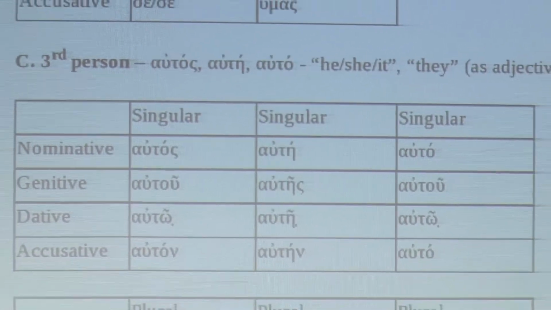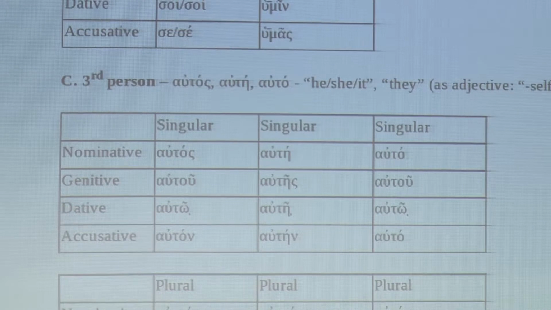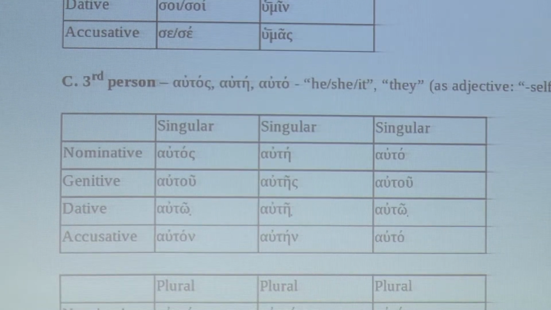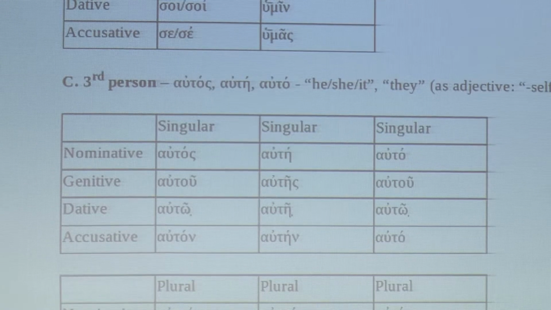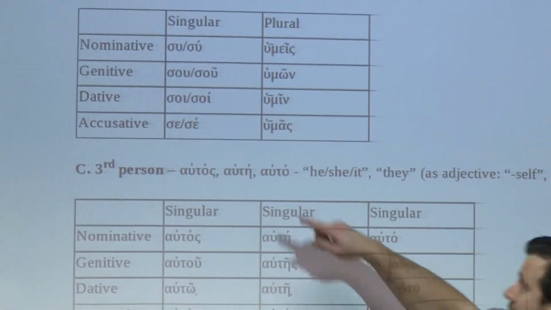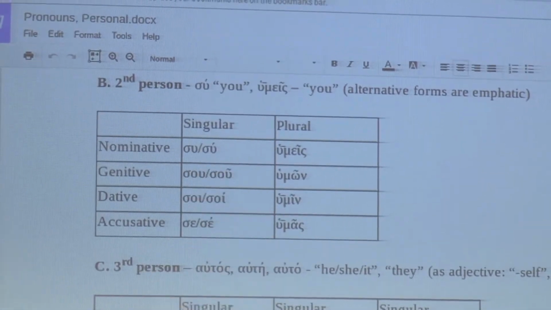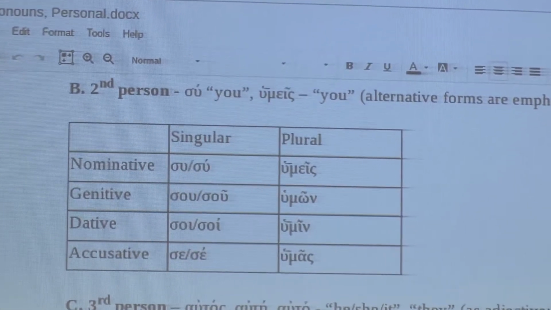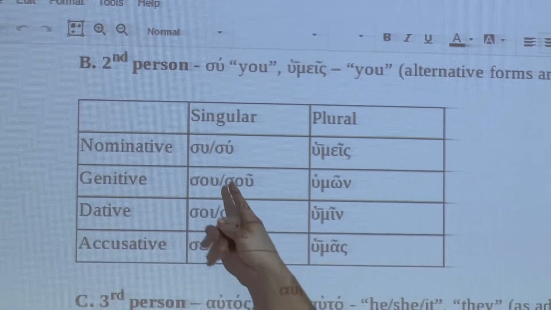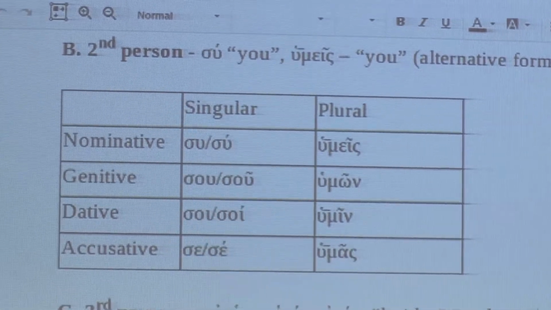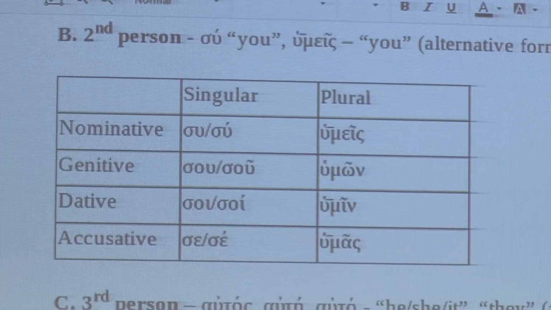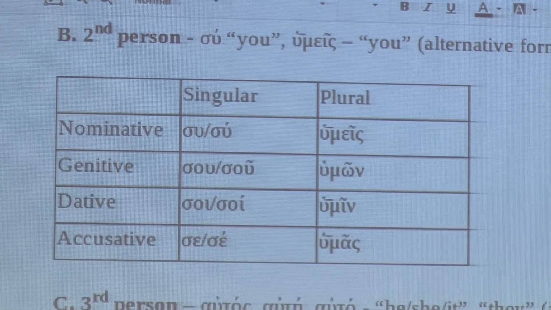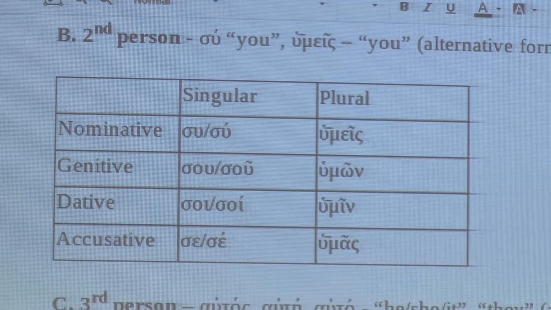Personal pronouns. All right, second person, you. Su, sou, soi, se. Say it. Notice that it's pronounced the same in the nominative and genitive, but it's spelled a little differently. One thing to point out is these accented forms next to it. Those are alternate forms. You use the accented forms when you want to emphasize the pronoun. It's the emphatic form. That's the only difference.